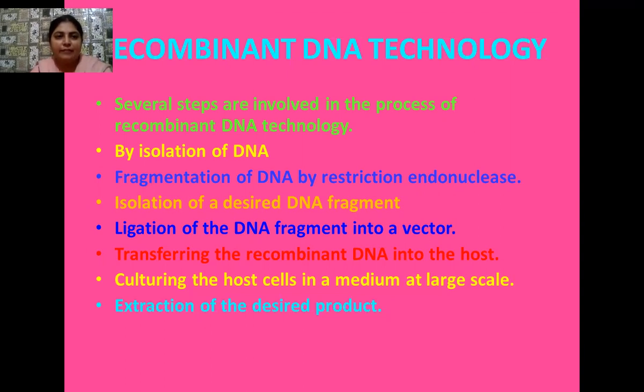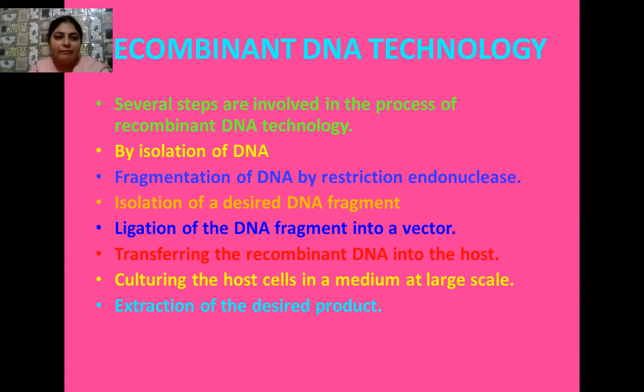When we isolate our alien piece of DNA, then that alien piece of DNA as well as the plasmid vector, or plasmid DNA, in which we are going to insert this alien piece, both are cut or fragmented with the help of a special class of enzymes known as restriction endonucleases. As I have already told you, these restriction endonucleases are popularly known as molecular scissors.